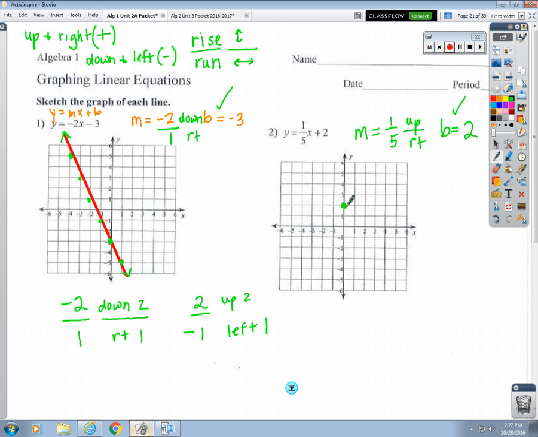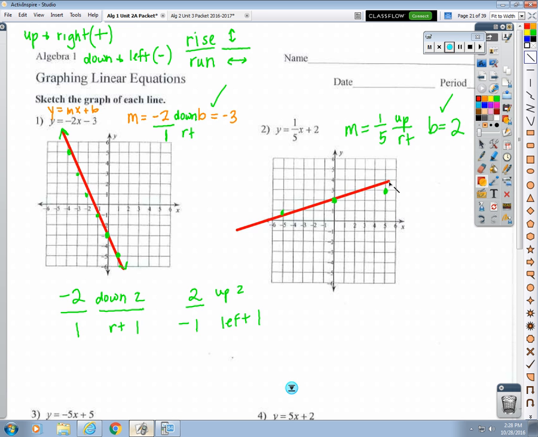Now, where did the directions tell you to go? Up 1, right 5. Now, could I do that again? Could I go up 1, right 5 again and stay on the graph? No. So if I want another point over here, what can I do instead? Right, the exact opposite. Down 1, left 5. Okay, let's talk about why you can do that.